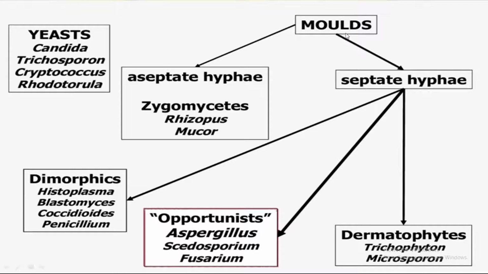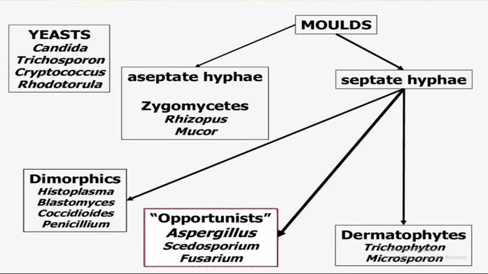So basically molds have different types of hyphae, as you might remember. Those are either aseptate hyphae or septate hyphae. Aseptate hyphae, you might remember, are in zygomycetes like Rhizopus and Mucor. It is easy to remember. How? Because these are bread molds.